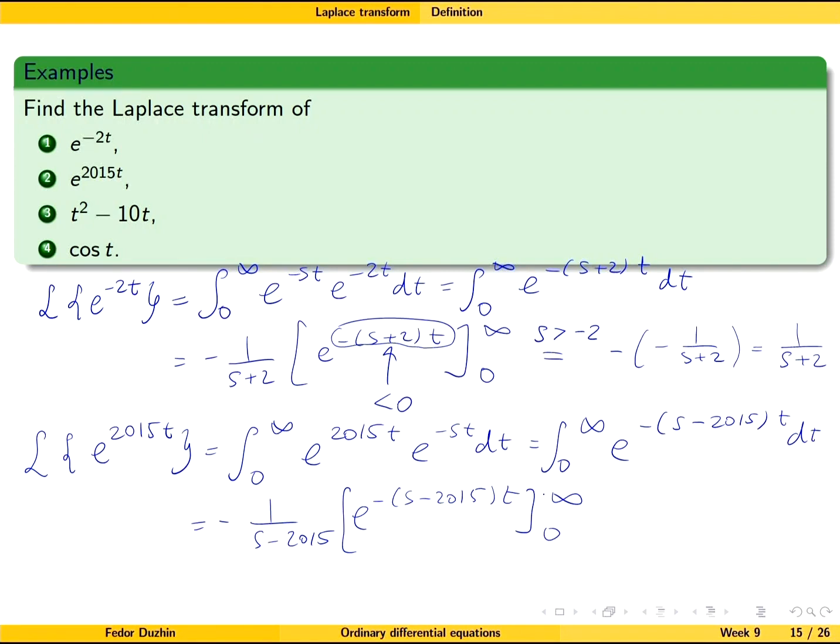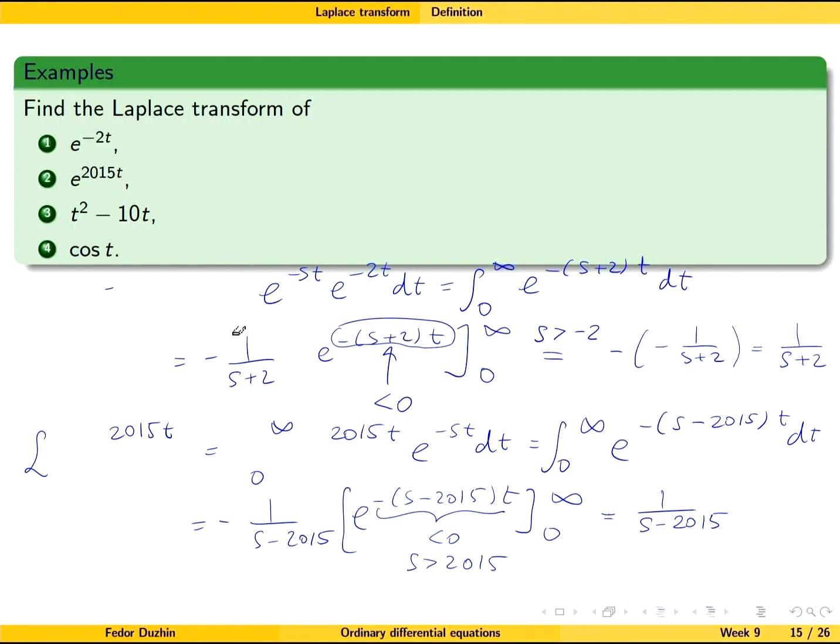But in order for this change to be defined, this whole exponent has to be negative, so s has to be bigger than 2015. But if s is bigger than 2015, then the limit of this expression when t goes to infinity is just 0, and the result is 1 over s minus 2015. Okay? All right, I hope this is clear. So let me do the next thing.